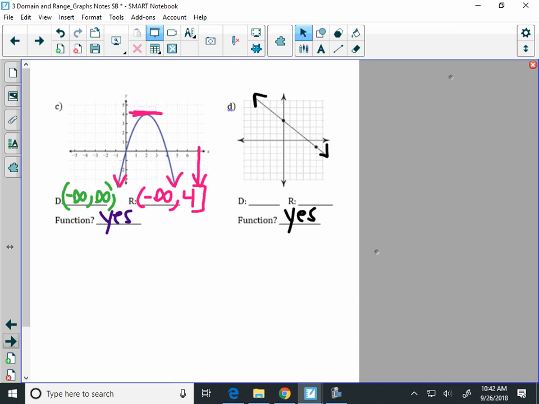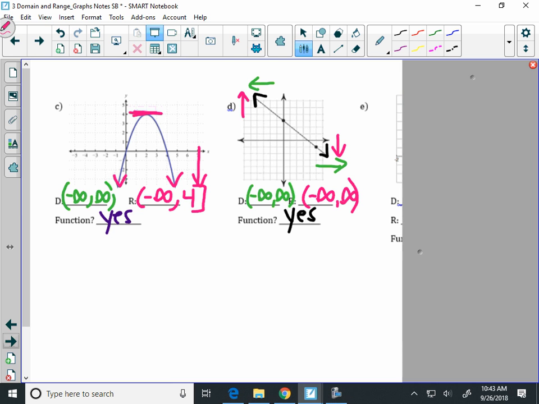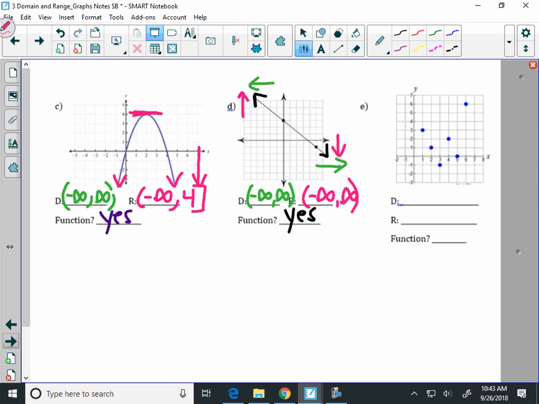And for D, because the arrow goes to the left and the arrow goes to the right forever, your domain is from -infinity to infinity. Same idea with the range. The arrow's going down forever and it's going up forever. So your range is from -infinity to infinity, or all real numbers.